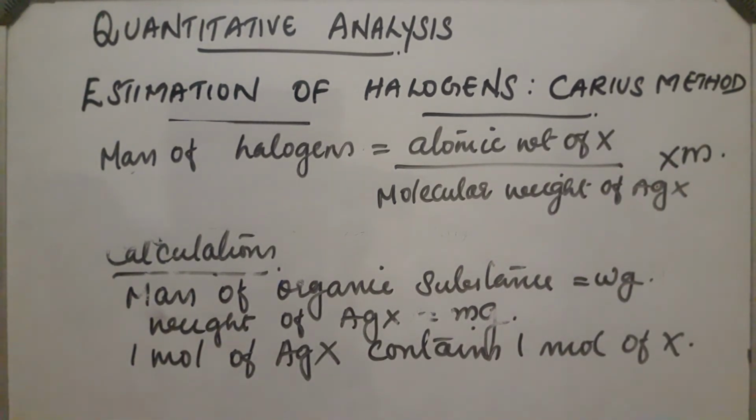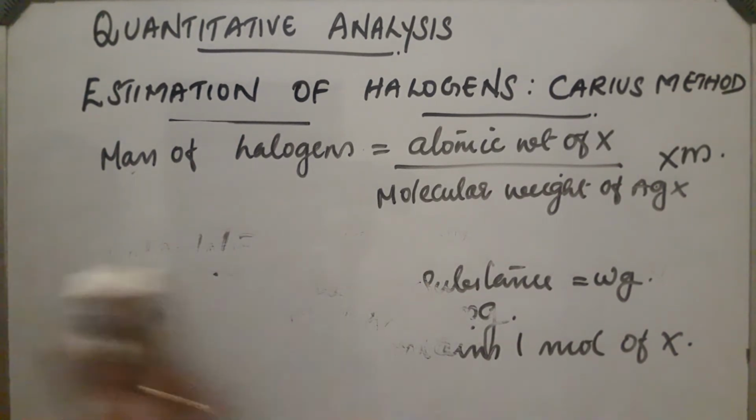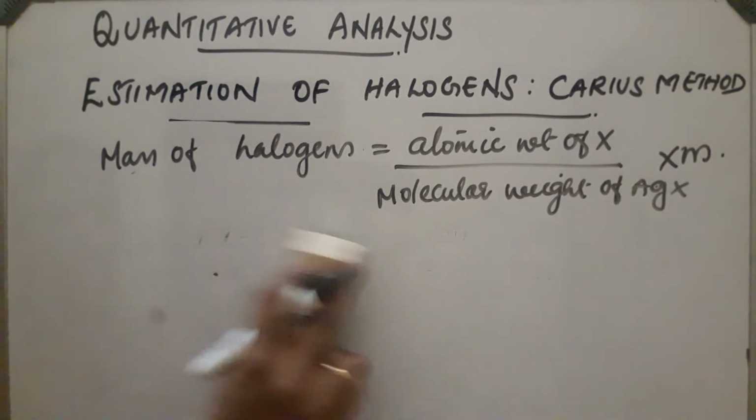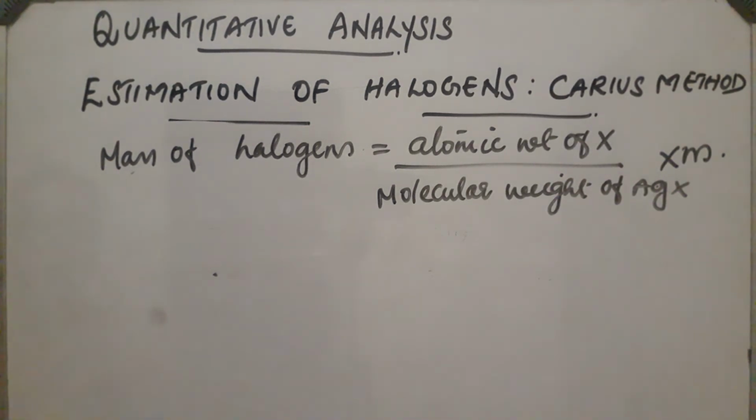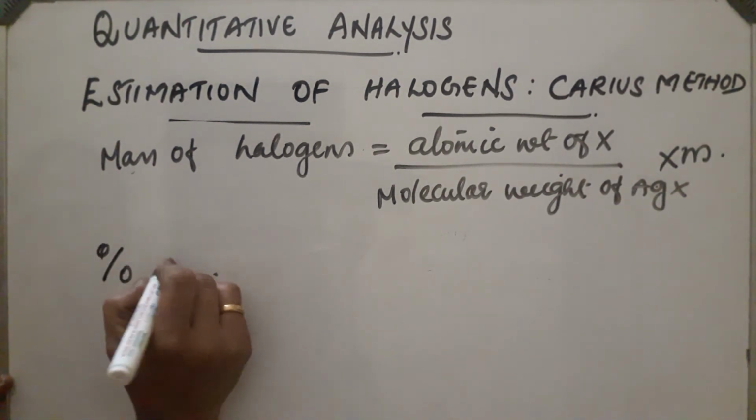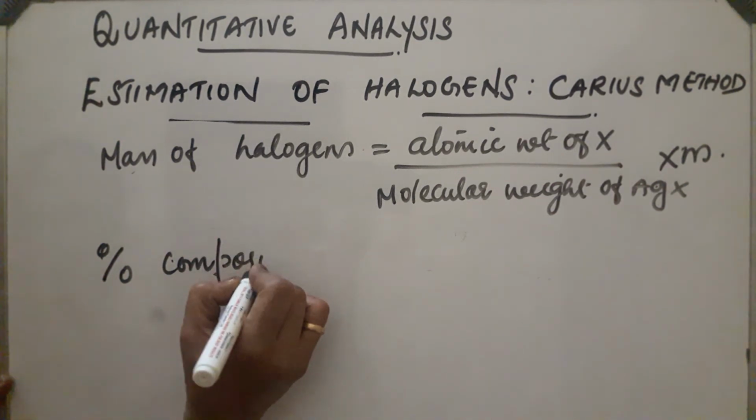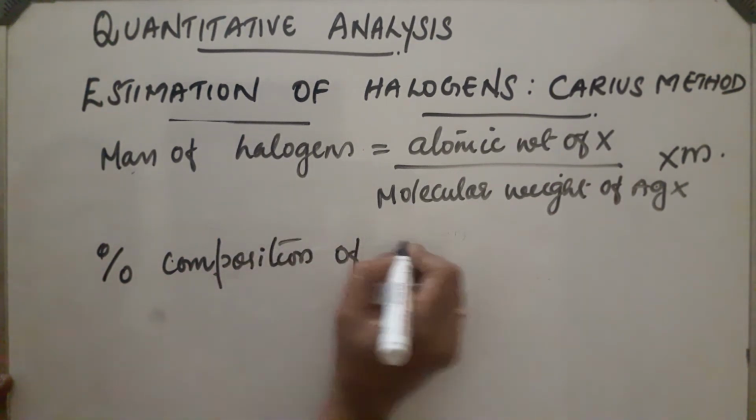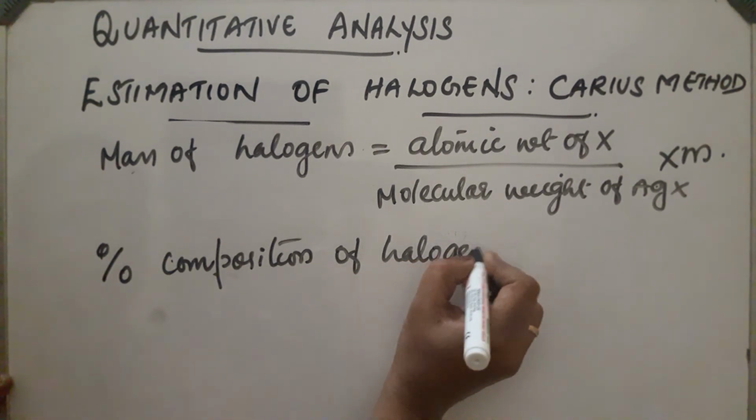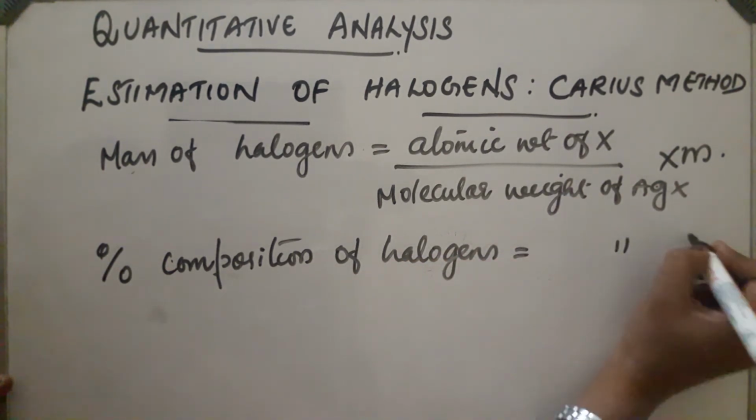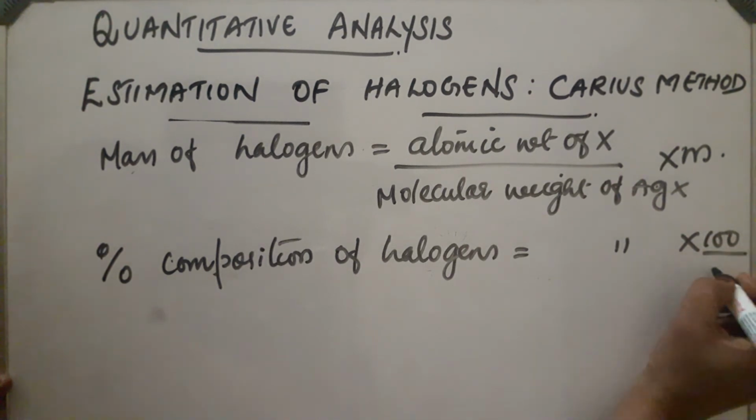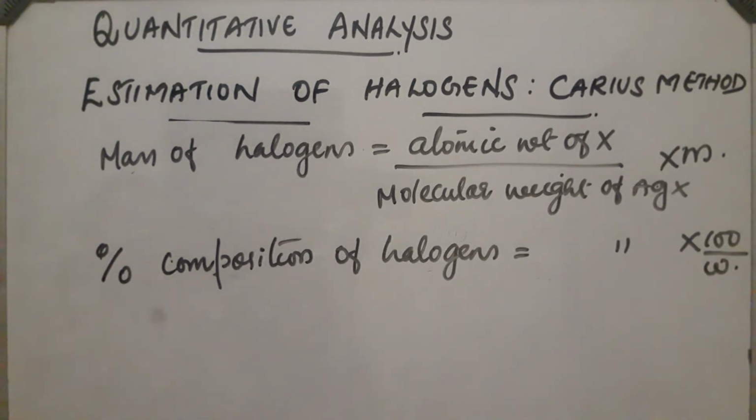Now, next the percentage composition. The percentage composition will be equal to this value into 100 divided by the weight of the organic substance taken. Percentage composition of halogens equals atomic weight of X by molecular weight of AgX, into m, into 100 by W. W is the mass of the organic substance taken. Like this we can calculate. So by using this formula we can do the problems for the estimation of halogens.